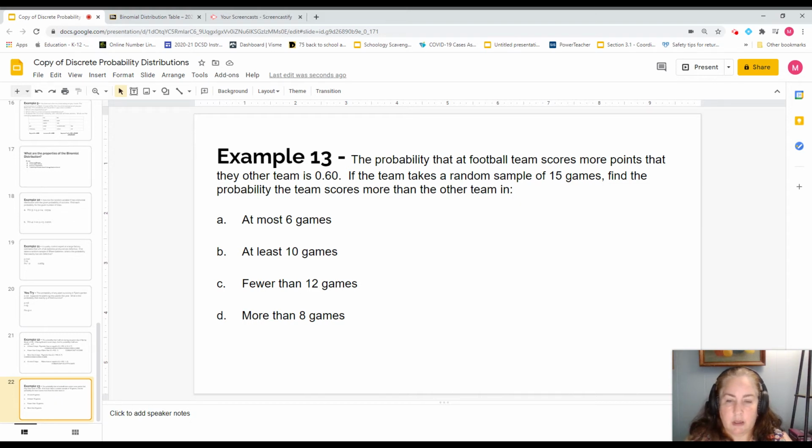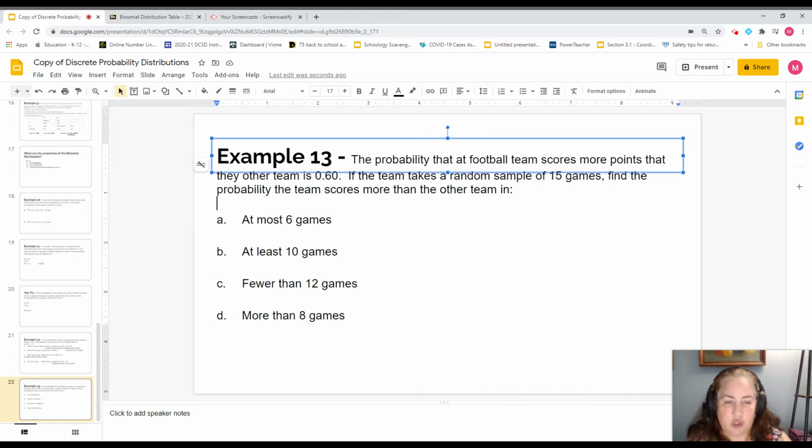And I'm going to do this one with you, and then I want to add one more that I don't have in the chart, so we'll make it together. All right, so the probability that a football team scores more points than the other team is 0.60. It says the team takes a random sample of 15 games. So N equals 15.